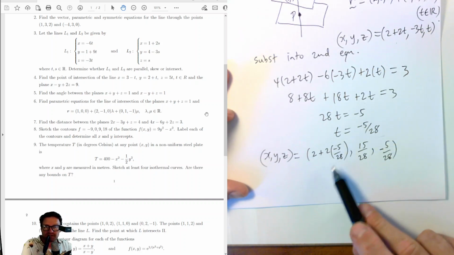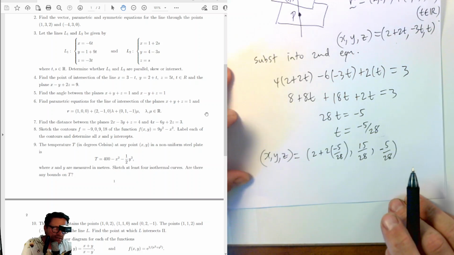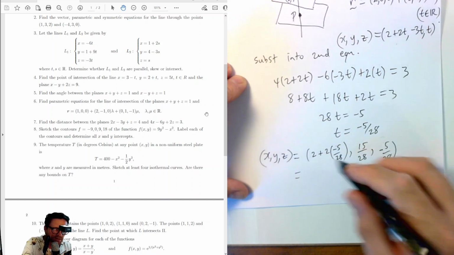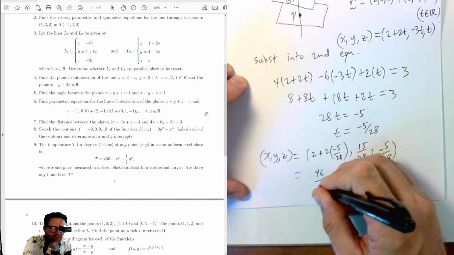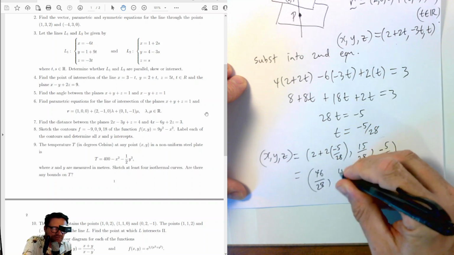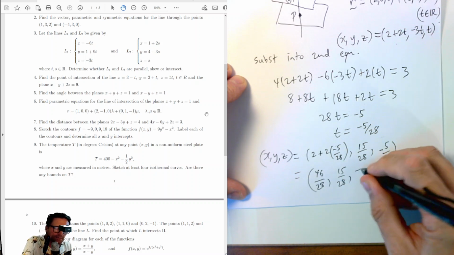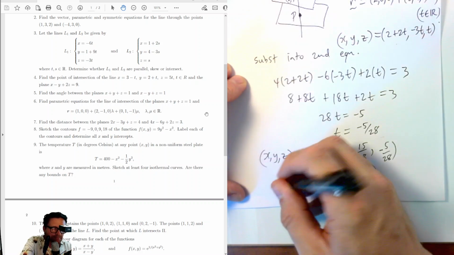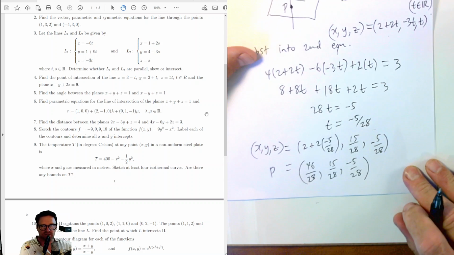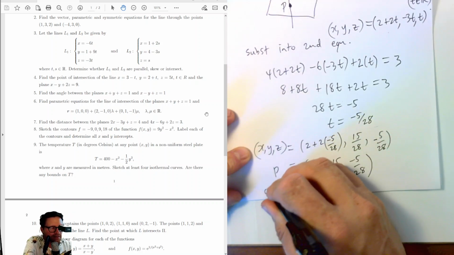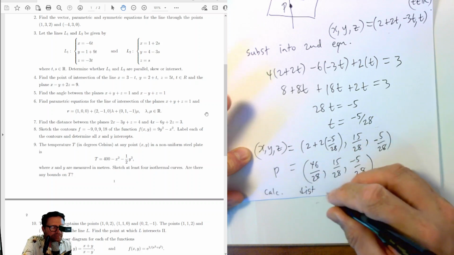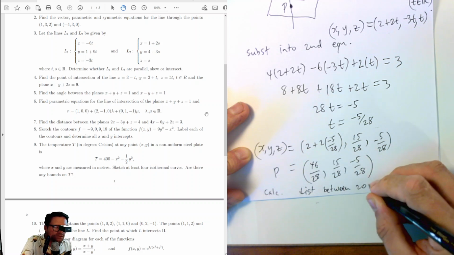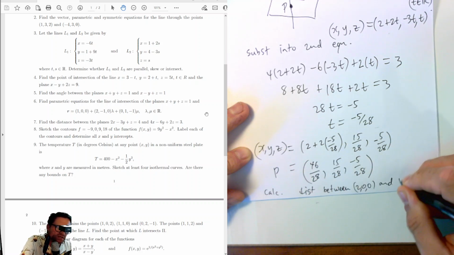All right, so we need to simplify this fraction. So 2 times 28 is, let's see, is it 56? So 56 minus 10 is 46. So 46 on 28, 15 on 28, and minus 5 on 28. All right, so this is our point P, this one right here. So now what remains is just to calculate the distance between (2, 0, 0) and P.